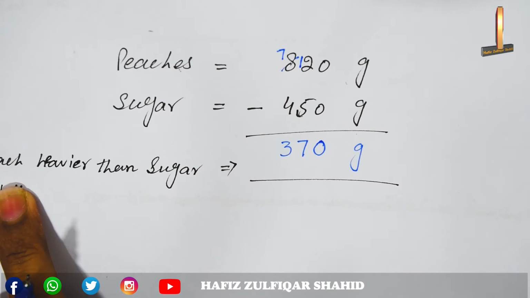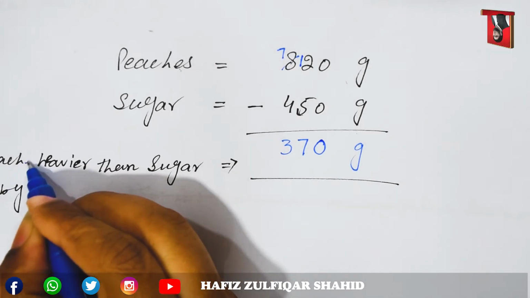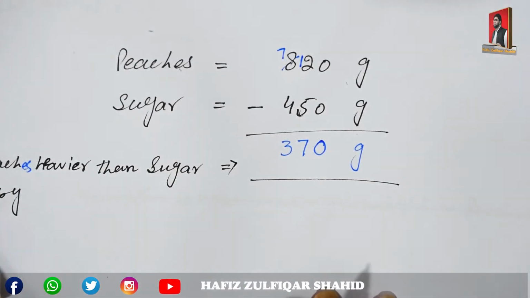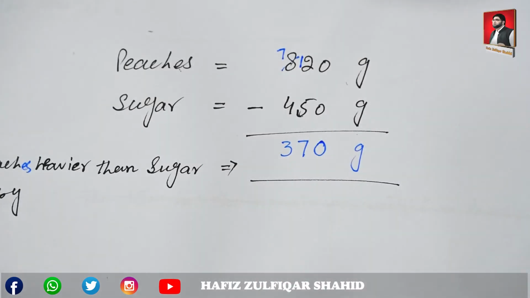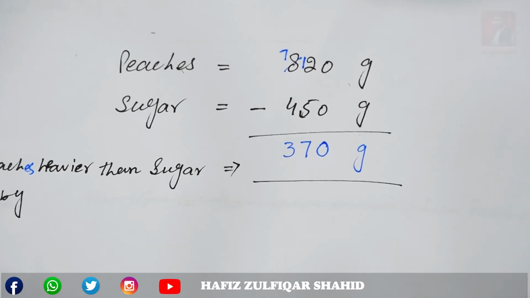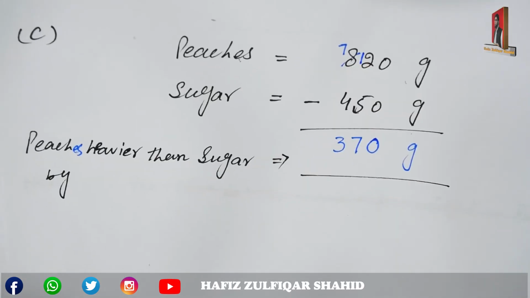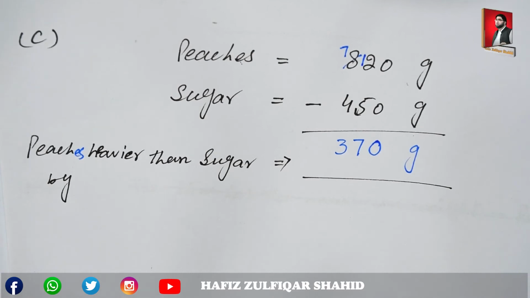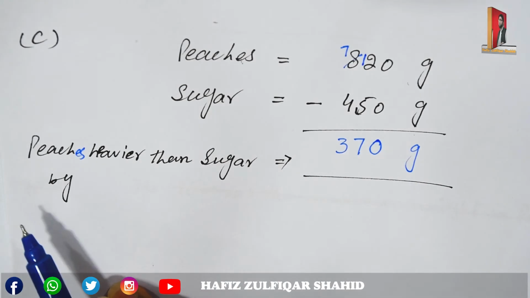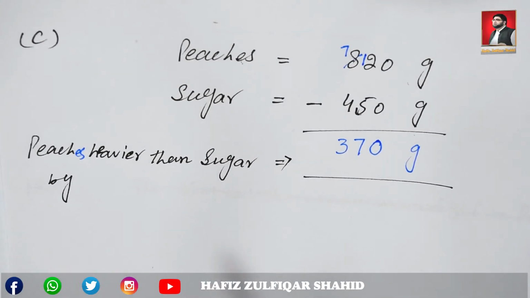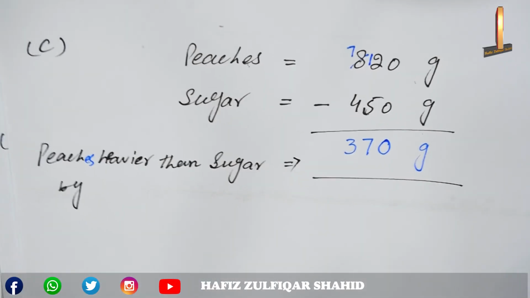and peaches are heavier than sugar by 370 gram. This is our answer. You can see the weight of peaches is more than sugar, that's why peaches are heavier than sugar by 370 gram. Let's see the next.